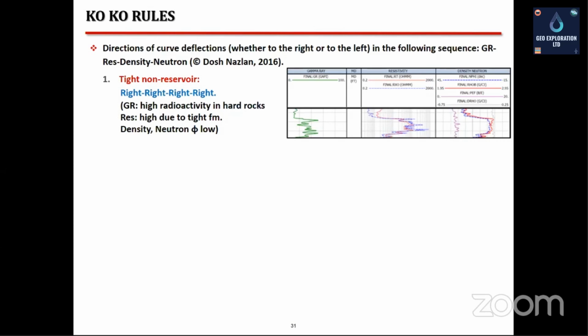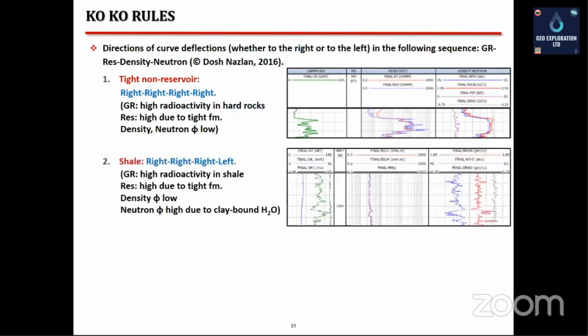The second is the identification of a shale, where the deflections will be to the right, right, right, and left. Gamma ray will show high radioactivity in shale, and resistivity will also be high due to the tight formation. Density porosity will be low because of less pore spaces, but neutron porosity, on the other hand, will read high values because of large clay-bound water present in the formation.